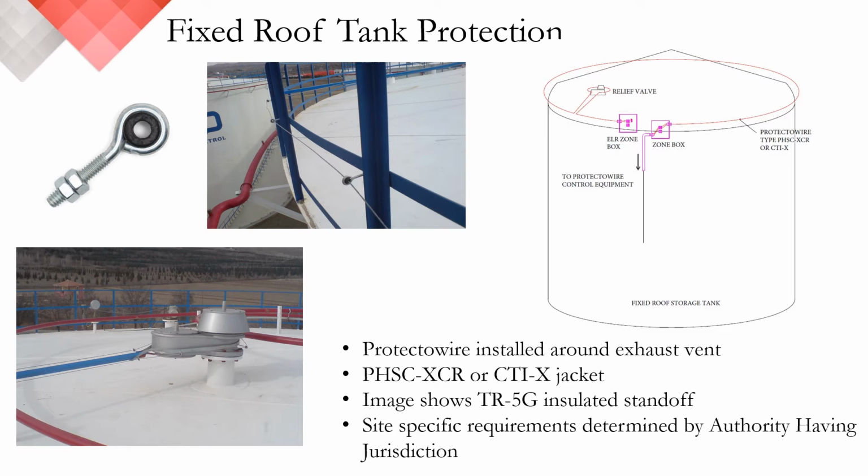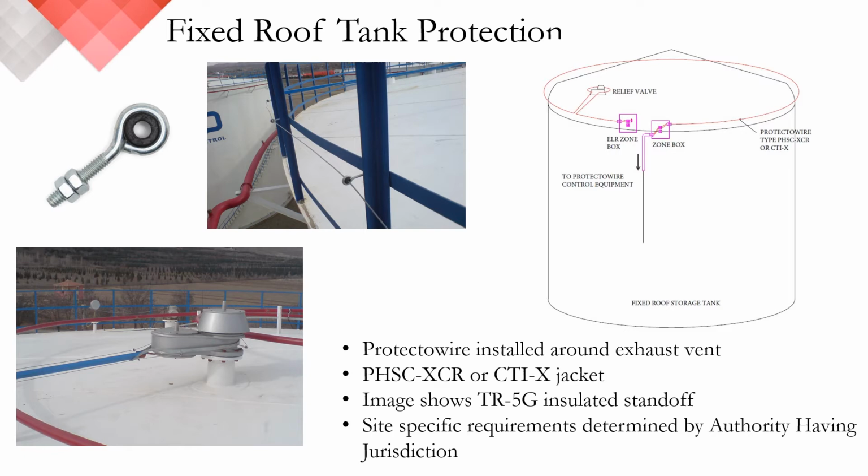Continuing fixed roof tank protection. Protectowire in this case is installed around that safety rail that we saw in the previous slide, and it is attached with the TR5G, that insulated standoff. It's a great picture showing that installation going up and around the exhaust vent as well. Protectowire for these type of installations, the type would be PHSC XCR, or if you're using the CTI series, it would be CTI-X. The XCR and the X are the fluoropolymer outer jacket used for exterior or harsh environments. You always want to use the XCR or the X jacket in these kind of environments.